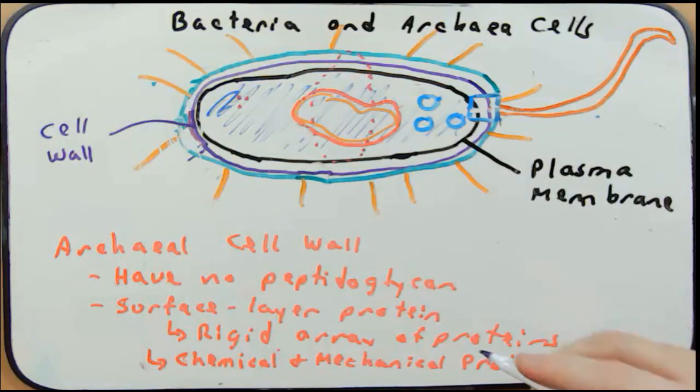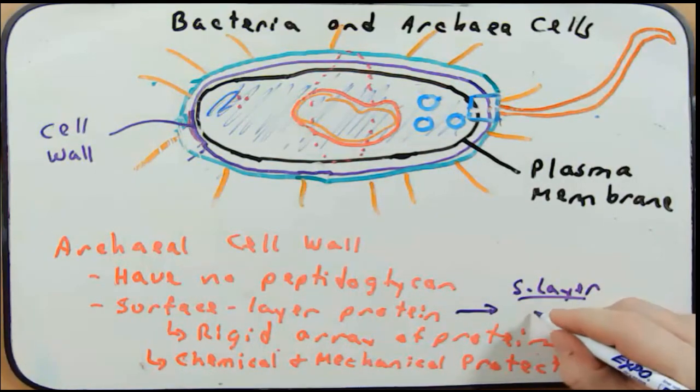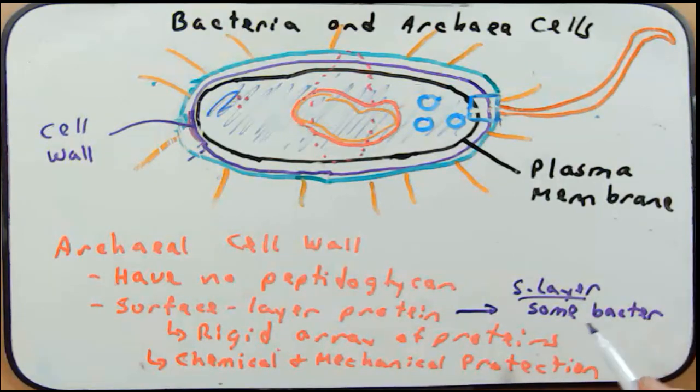I should also mention that this surface layer protein, which is often just called an S layer, is found in some bacteria. Now the bacteria that have the S layer of proteins, they also still have the peptidoglycan in them as well. It's just an extra layer for some bacteria.